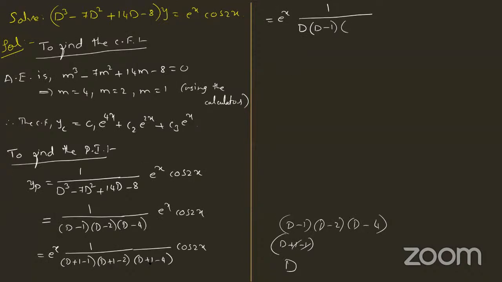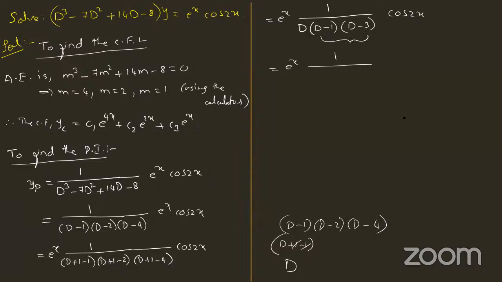Then in the next term, you see 1 minus 4, it is minus 3, so d minus 3. And this cos 2x remains as it is. So this is equal to e power x into... see what I'm trying to do here. I'm just multiplying all these three.